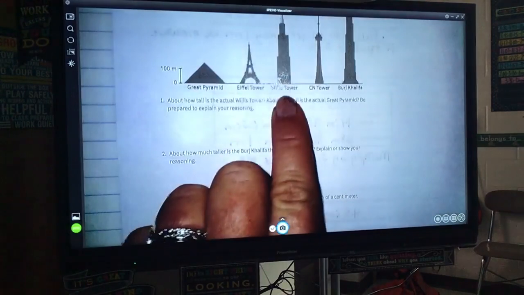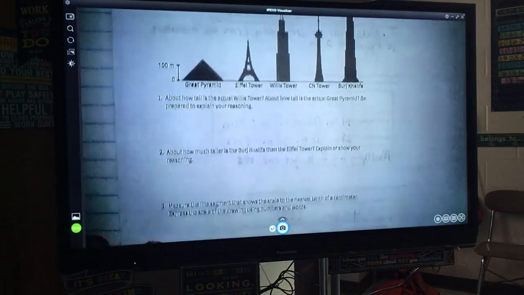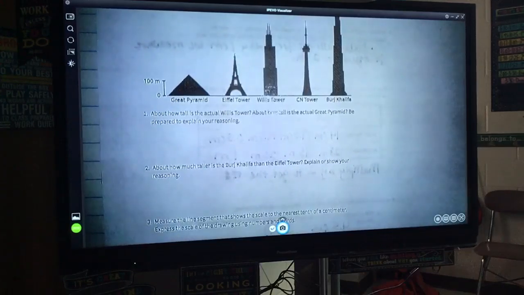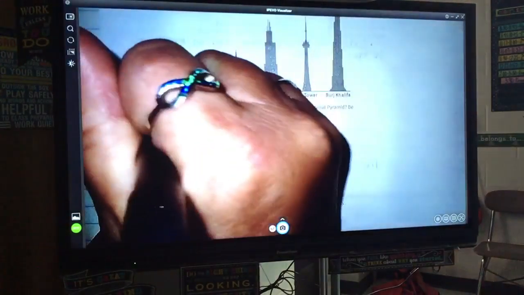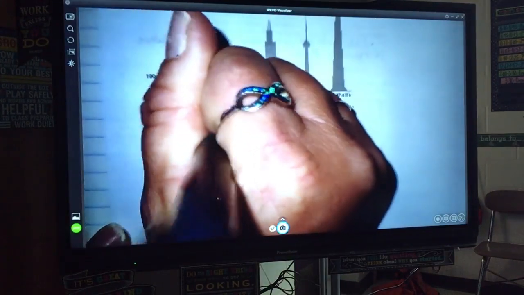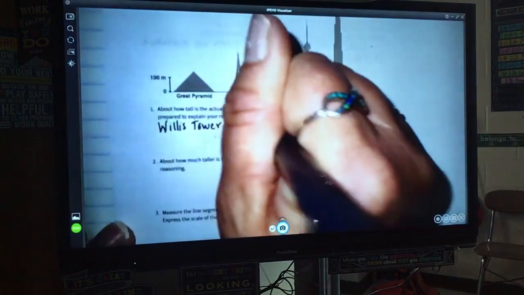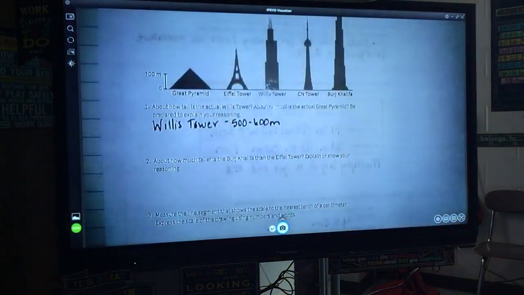So this is the Willis Tower. About how tall do we think it is? River. We thought it was around 600 meters. All right, does anybody else come up with something a little bit different? Cooper, what did you guys come up with? You said around 500 meters. All right, so we're gonna say between 500 and 600 meters. So, Brock, what was y'all's reasoning? Like, why did you say it was about 600 meters?